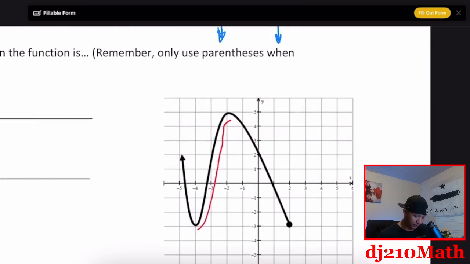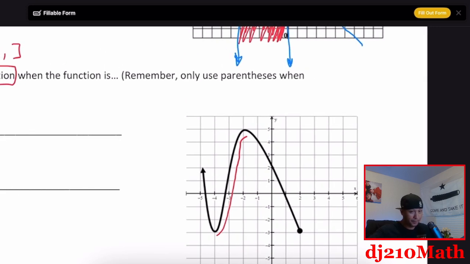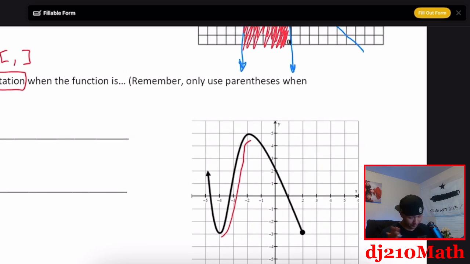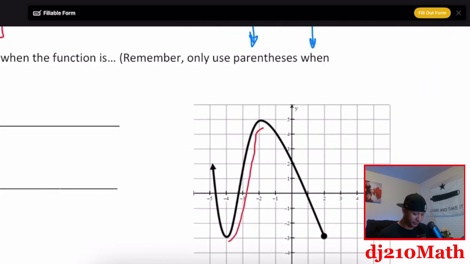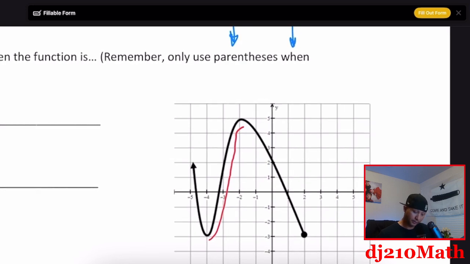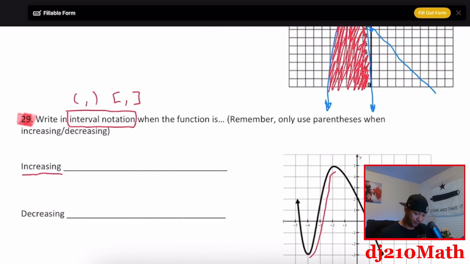So you always want to compare that to your answers and make sure that the parts match up. If it's only one uphill part, then you should only have one interval. If it's two uphill parts, then you'll have two intervals. Here, it's always in terms of x, always. So -4 to -2, with parentheses. Remember, always use parentheses. So the increasing, this uphill part, is from -4 to -2.